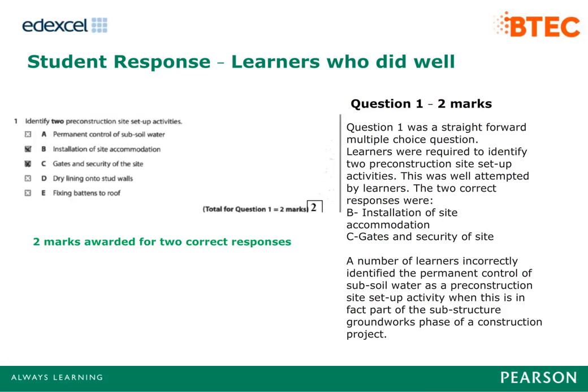Question 1 was a straightforward multiple-choice question. Learners were required to identify 2 pre-construction site setup activities. This was well attempted by learners. The 2 correct responses were B, installation of site accommodation, and C, gates and security of site.